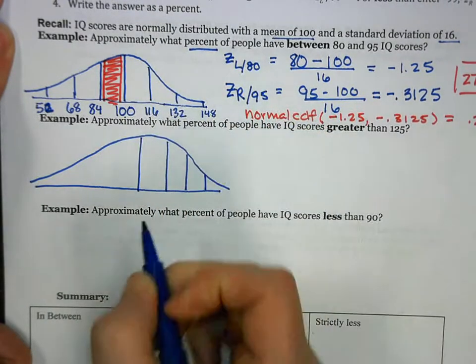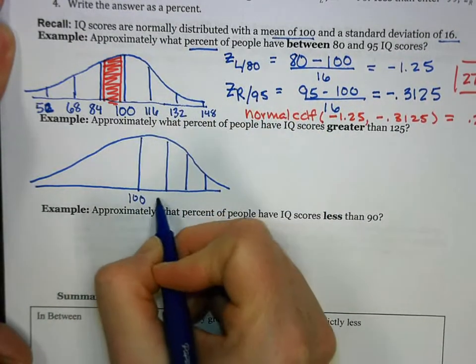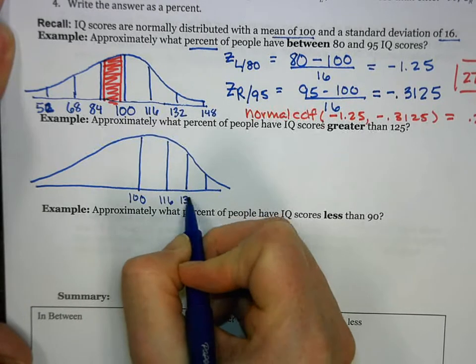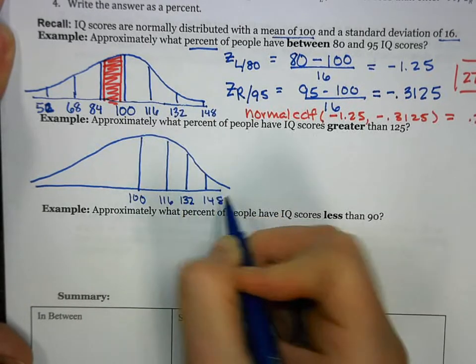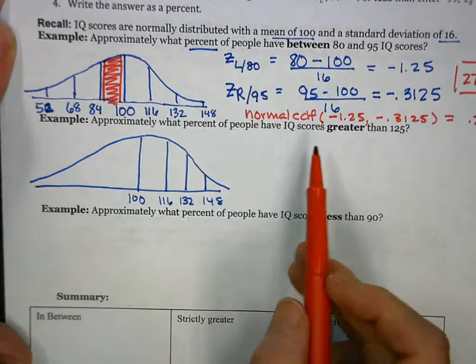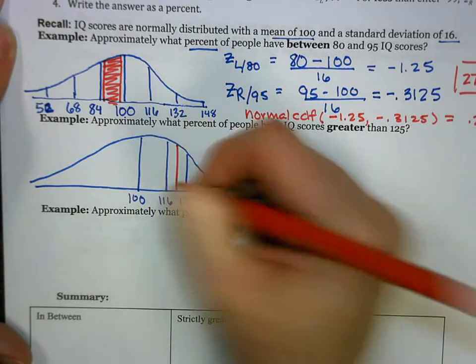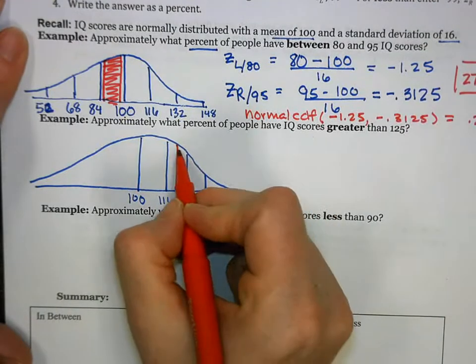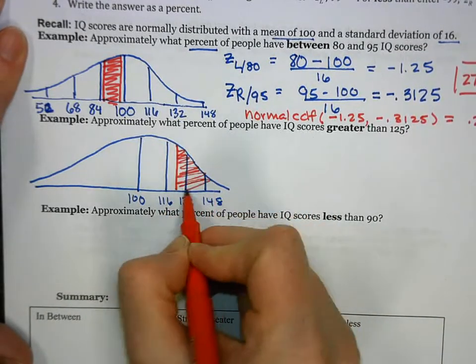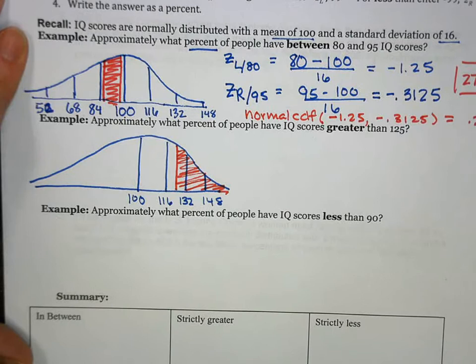Now, let's just draw the right of it. 116, 132, and 148. Now, we want one greater than 125. Well, 125 is right about here. We don't know exactly, but it's right about there. And we want to know what percent of scores are in this area.